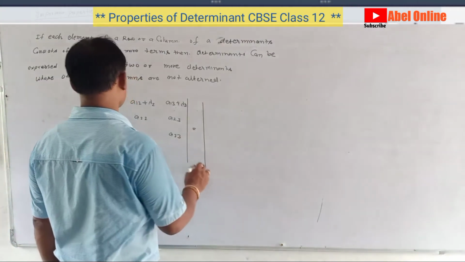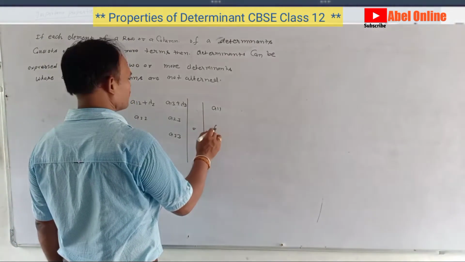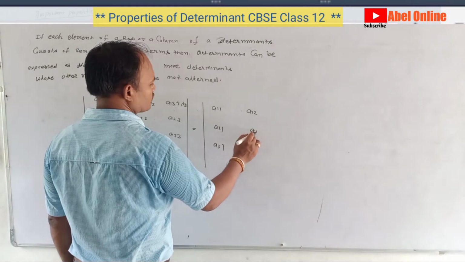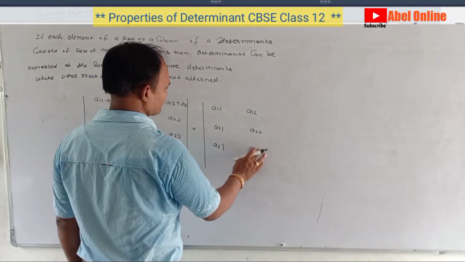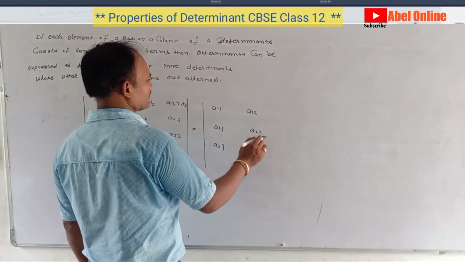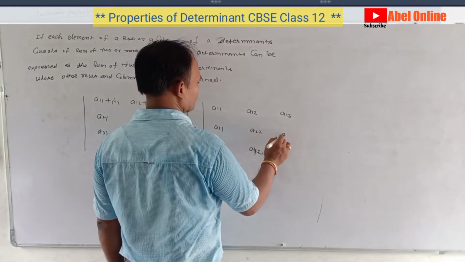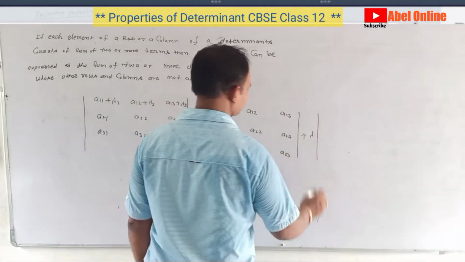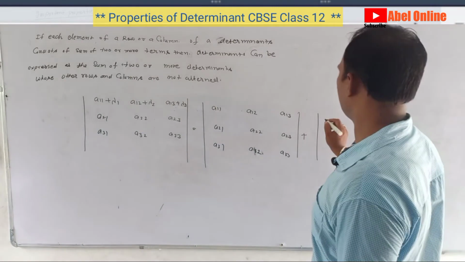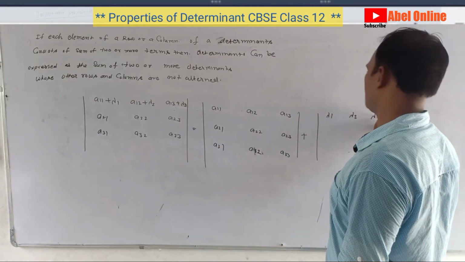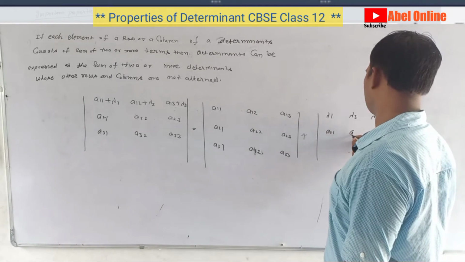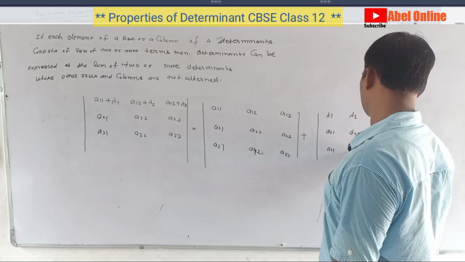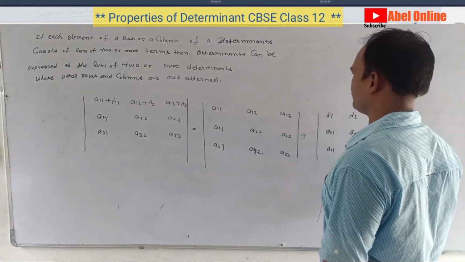How can we expand? We can write here a11, a12, a13, a21, a22, a23, a31, a32, a33, plus the other determinant with lambda1, lambda2, lambda3, a21, a22, a23, a31, a32, a33.